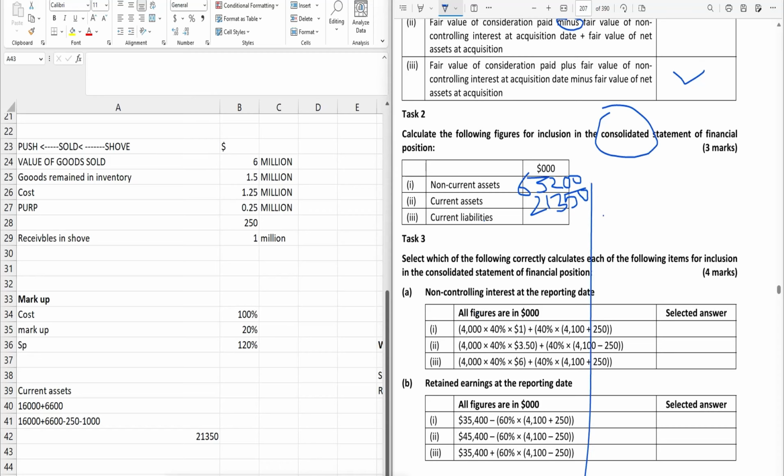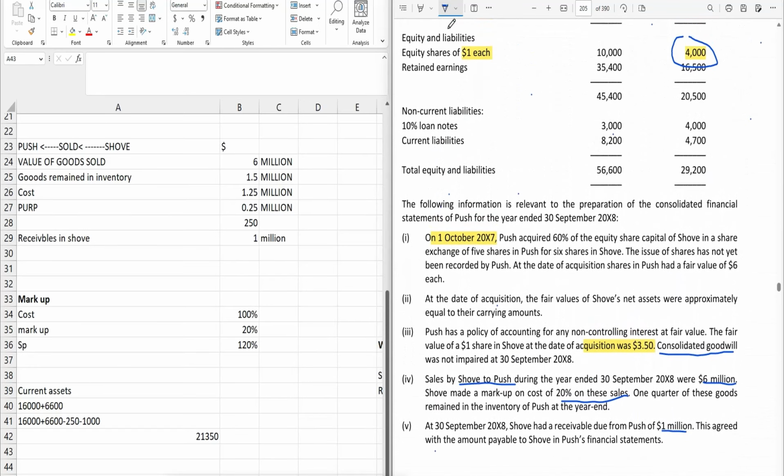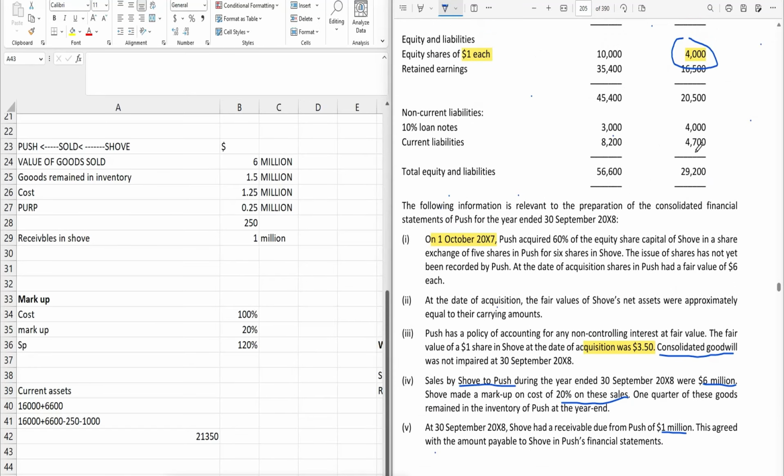So if we look for the current liability, in both cases the current liability is 8200 plus 4700. But if we have deducted the receivable from the SOW, we need to deduct the payable from the push as well. So we will add 8200 plus 4700 and subtract 1000.